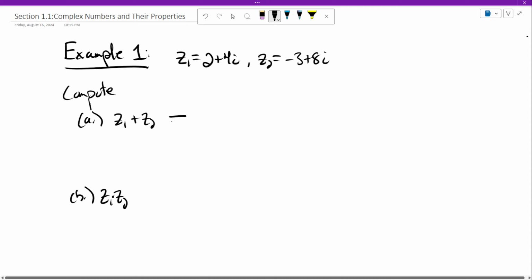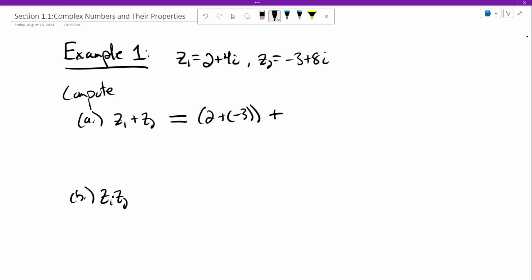So the portion of z1 that doesn't have an i is 2, and the portion of z2 that doesn't have an i is negative 3. So we're just going to add them. I'm going to be a little bit careful with my parentheses. It's always good practice. And then we add the portions that have an i. So there's a 4i and an 8i, so we should get a 4 plus 8i.